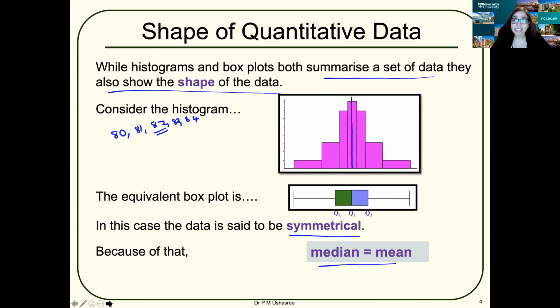Now let's see what the other two shapes are. We talked about it in the seminar, but not with respect to the shape. Before that, I forgot to say this here: when the median is equal to the mean for symmetrical data, Q2 minus Q1 should be equal to Q3 minus Q2. We saw that in an example in the box plot in the last part. So for symmetrical data, the median should be equal to the mean, and Q2 minus Q1 should be equal to Q3 minus Q2.